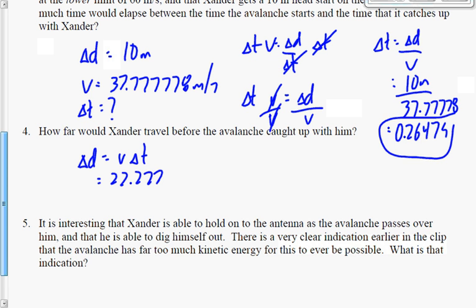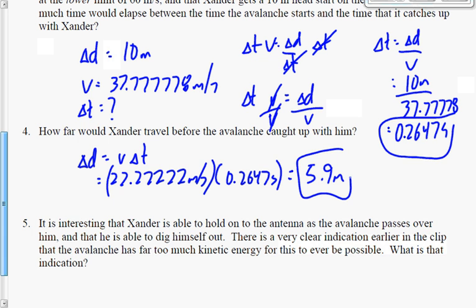Relative to the ground. And he travels that far for 0.2647 seconds, and multiply those two numbers together, 5.9 meters. So let's assume this is where Xander is. Okay, when he throws that dynamite to start the avalanche, he would get to about here, from that wall to here, before he was completely buried by the avalanche, as opposed to going all the way down the mountain. Okay, that's why you probably shouldn't try to outrun an avalanche.